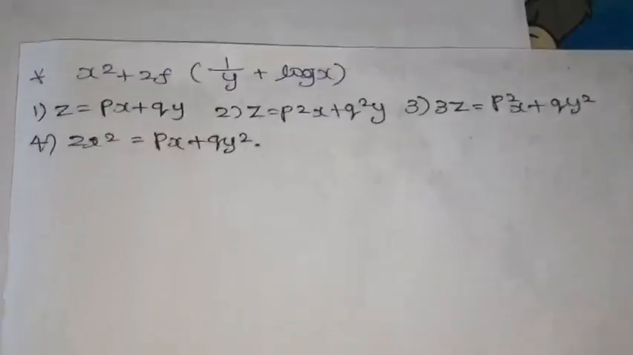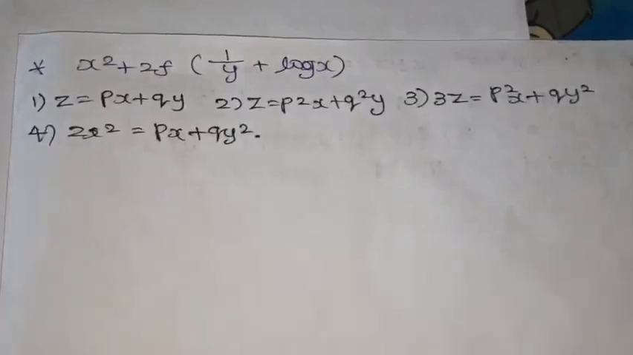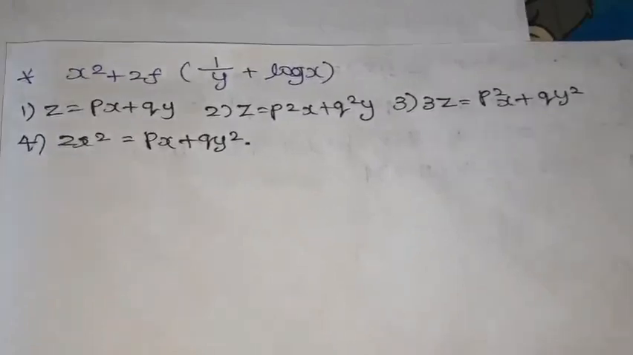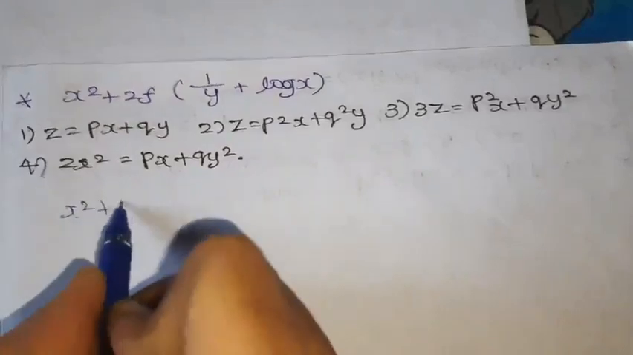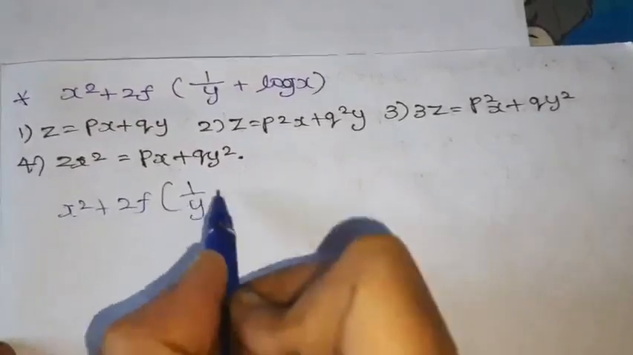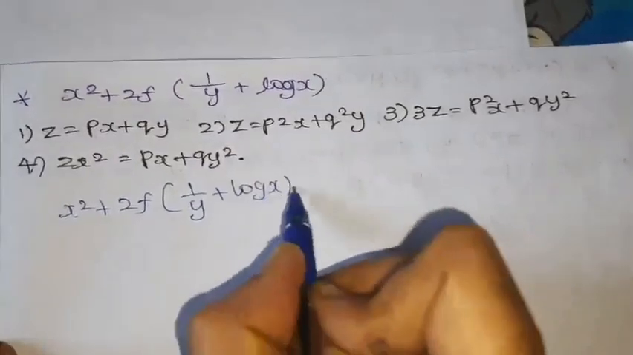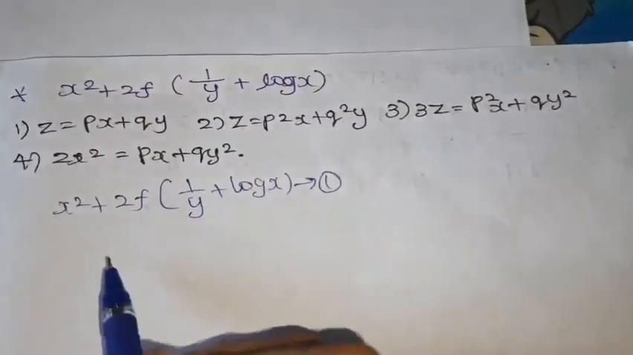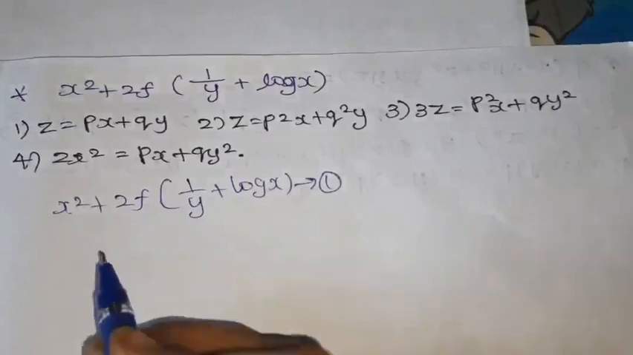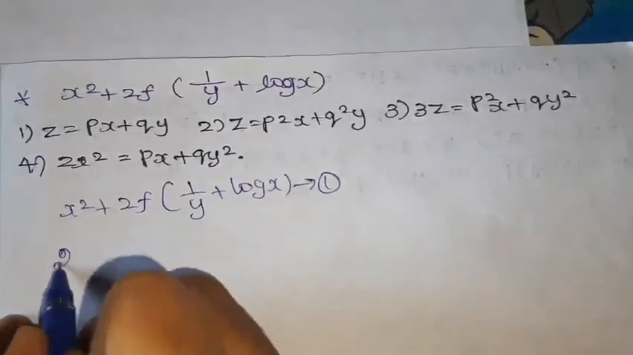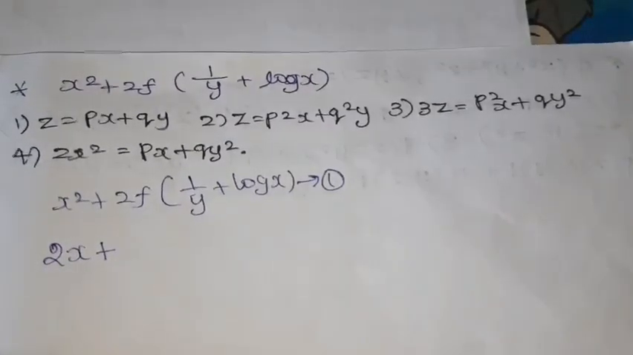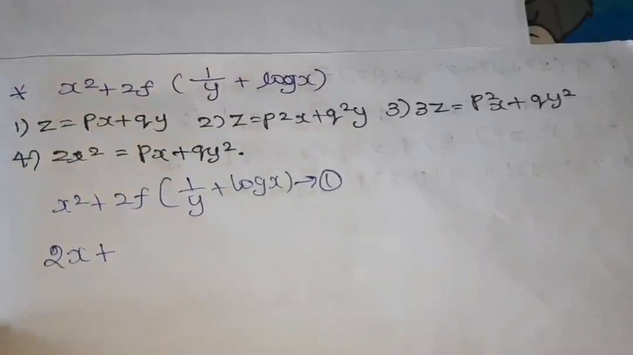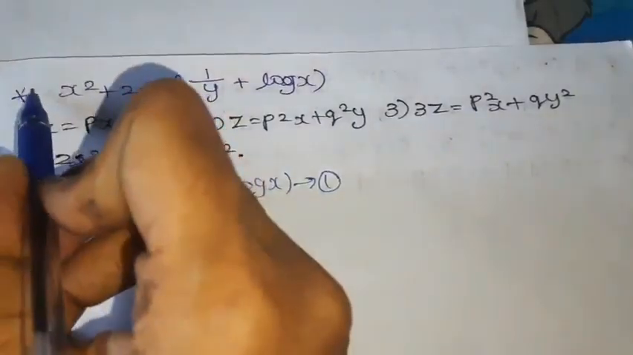What is that? x square plus 2f into 1 by y plus log x. So first we need to write down the above equation. This is equation number 1. Then what we need to do? Partially differentiate with respect to x in equation 1. So 2x plus, what is that? I think z equal to in that question.